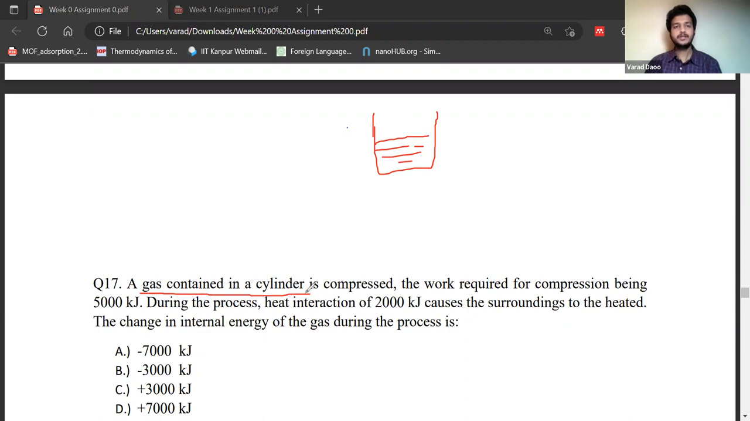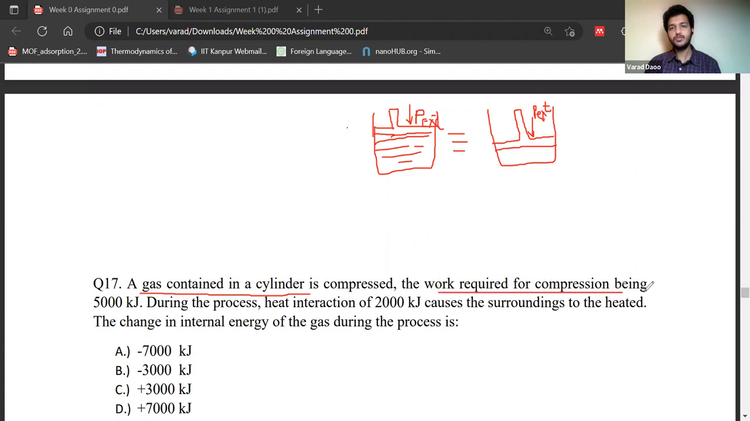A gas contained in a cylinder is compressed. So here we have a piston like this, and then we are applying some pressure, P external, and it has been compressed. So after applying pressure, what we have is like this. So volume has decreased. The gas is compressed.